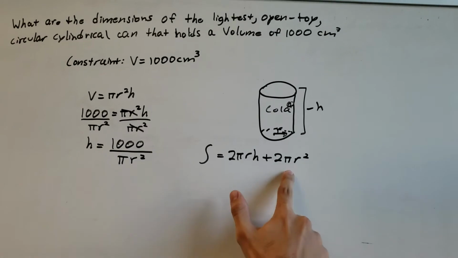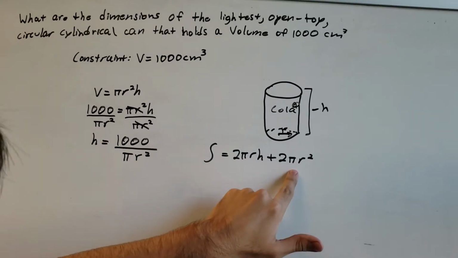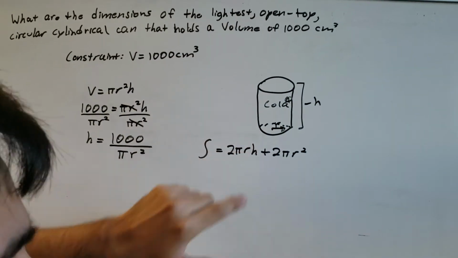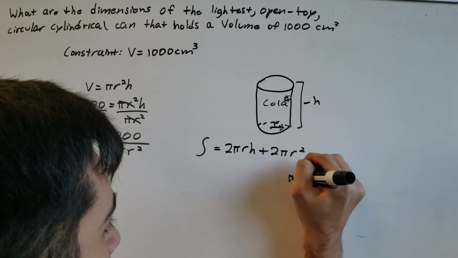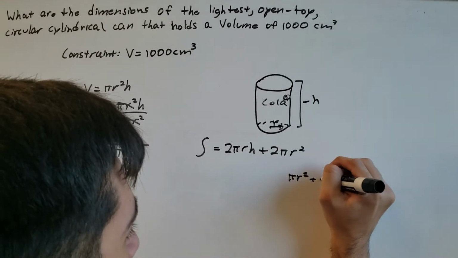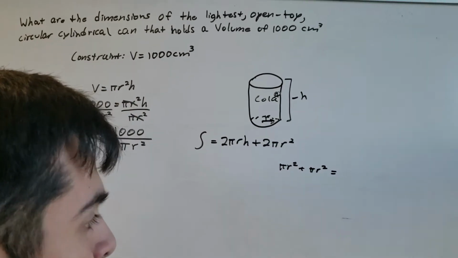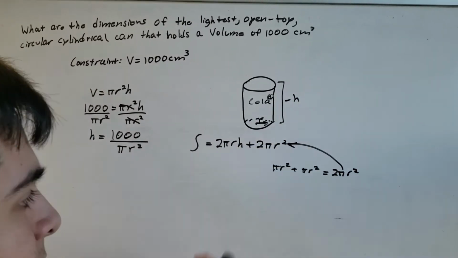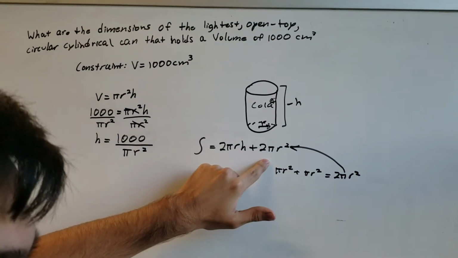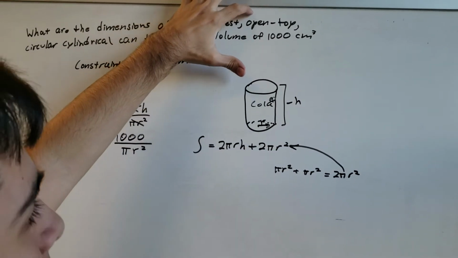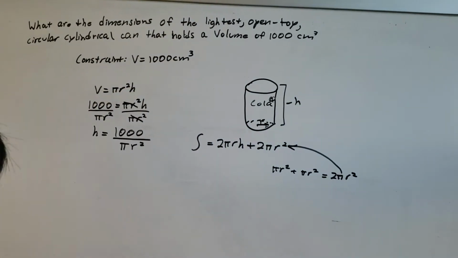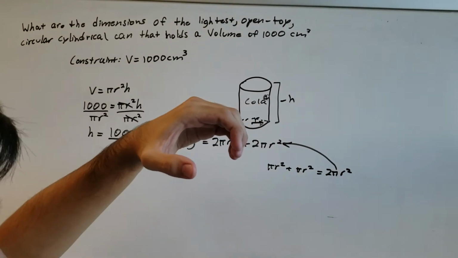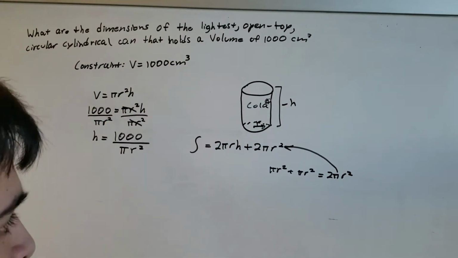The 2 pi r squared takes into account the area of the circle on the top and the area of the circle on the bottom. The area of the circle on the top plus the area of the circle on the bottom, pi r squared plus pi r squared, is 2 pi r squared. That's where the 2 pi r squared comes from. The reason I'm emphasizing this is because the problem says it's an open top. In other words, we're not including the top circle of the cylinder, so we're not taking that into consideration.